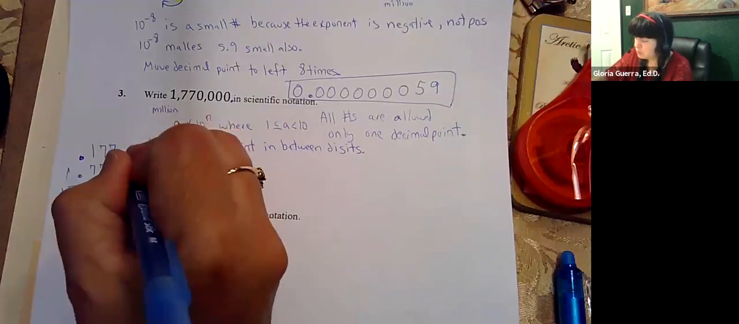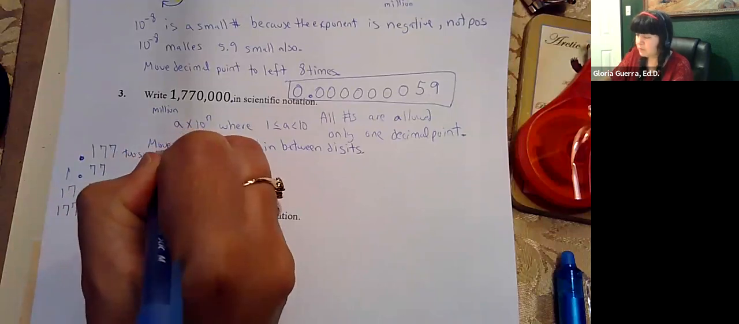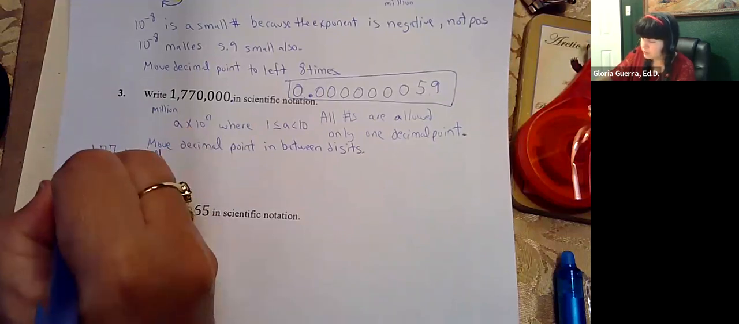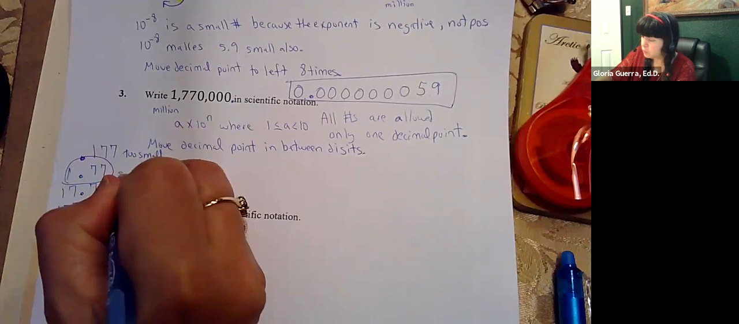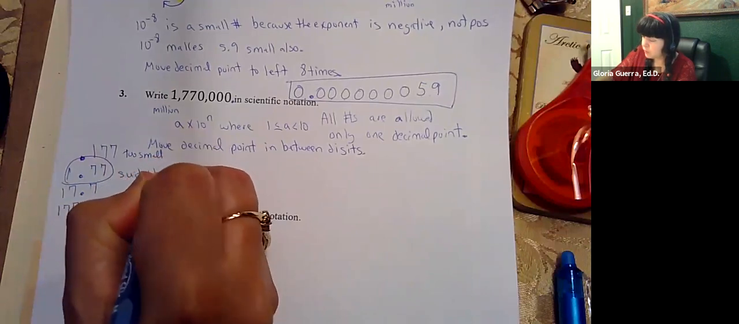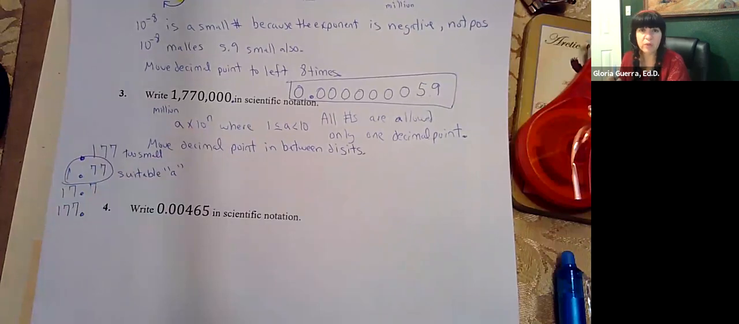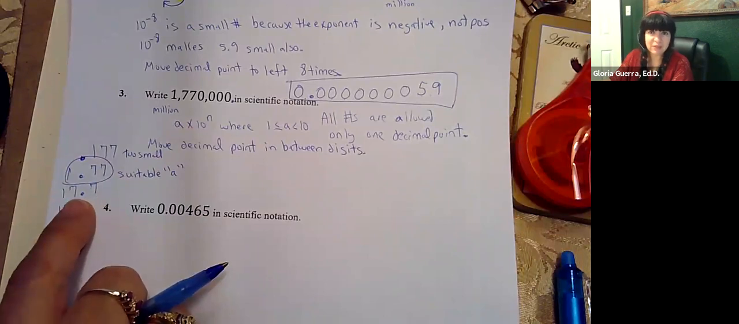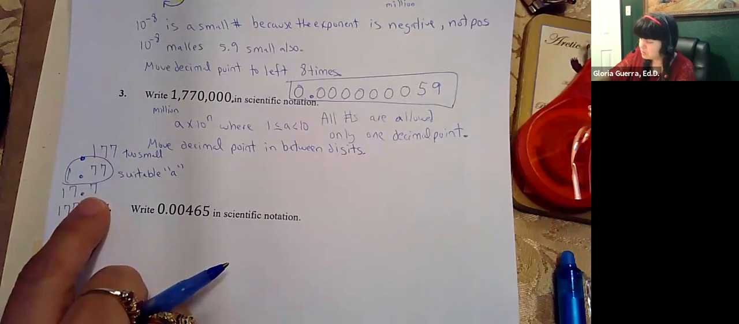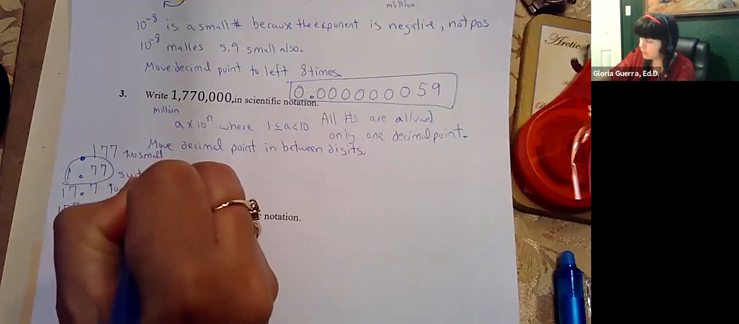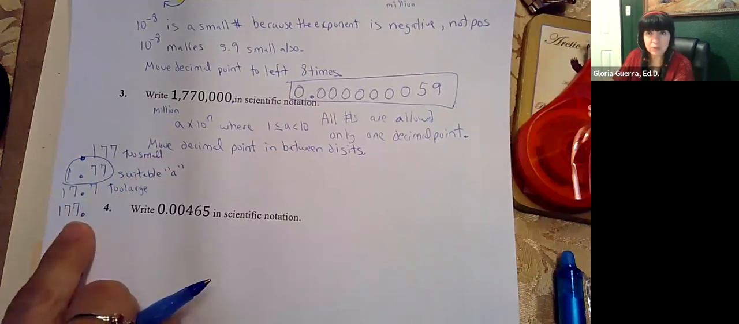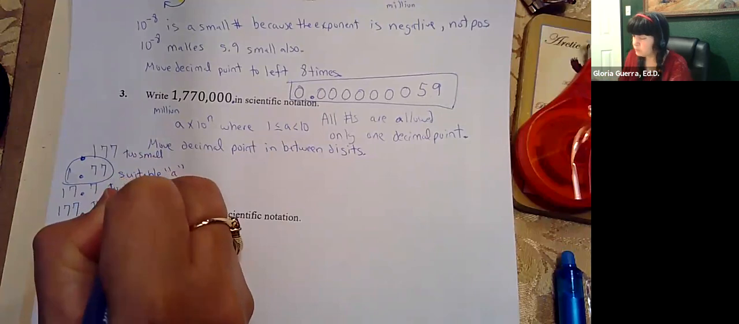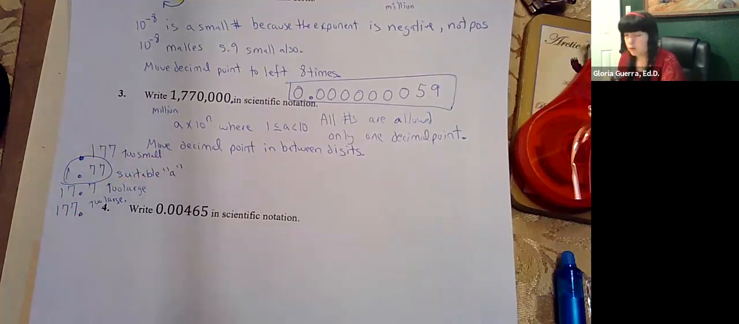This is too small. If you think about this one, $1.77, that one looks good. That one is a suitable $1.77. It's between 1 and 10. But this one's too big. 17.7, that's like $17.70. That's just too large. And $177, that is also too large.